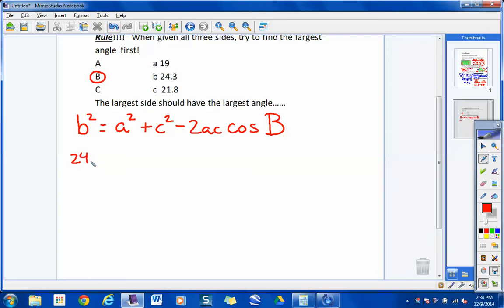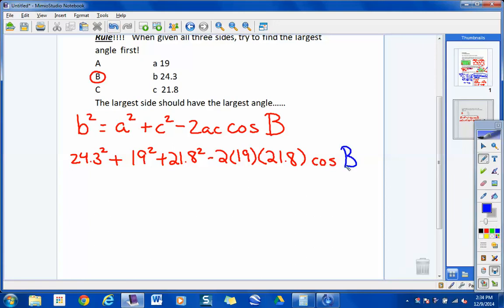24.3 squared, plus 19 squared plus 21.8 squared, minus 2 times, all right, what's taking the place of A again? 19, times C, which is 21.8, times the cosine of, do we know angle B, guys? No, angle B is going to be our unknown. All right, there's a lot of number crunching going on right here. Again, once you've applied law of cosines, go right through and apply law of sines afterward.